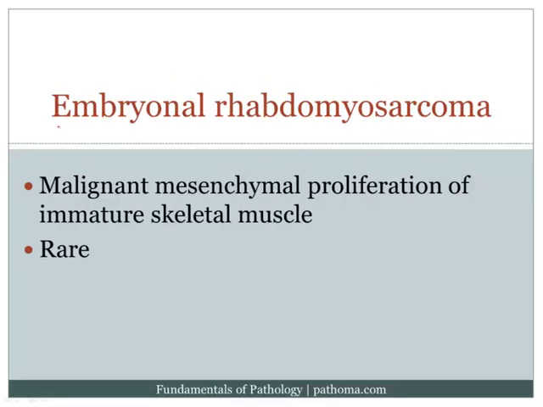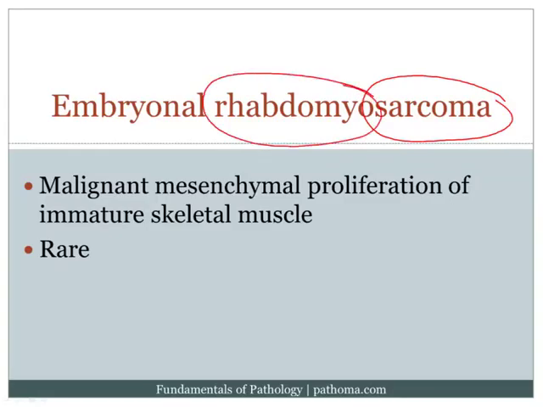The second disorder that we want to talk about is something called embryonal rhabdomyosarcoma. Sarcoma refers to a malignant mesenchymal proliferation, and rhabdomyo refers to a cell that has features of skeletal muscle. So this is a malignant proliferation of immature skeletal muscle. It's relatively rare. I highly doubt you'll ever see one in your practice. However, those things that are rare in practice are often common on exams, and so it's important to be aware of this disorder.